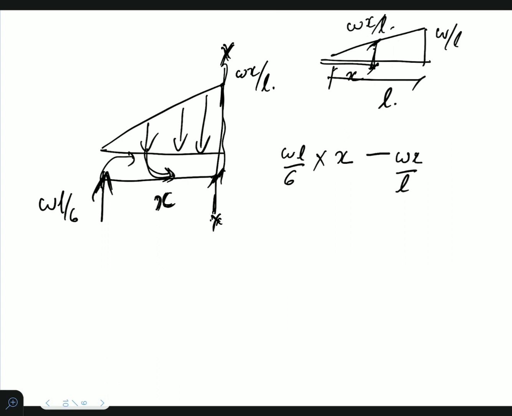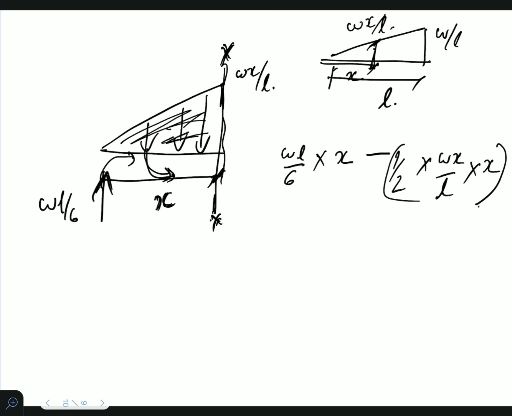This is like a triangle, so we'll have to put it like half into Wx by L into the distance x. This will become the total load, that is, the area of this will give you the total load, into the centroidal distance. In this portion the centroid will be at 2x by 3 here, and this will be x by 3.